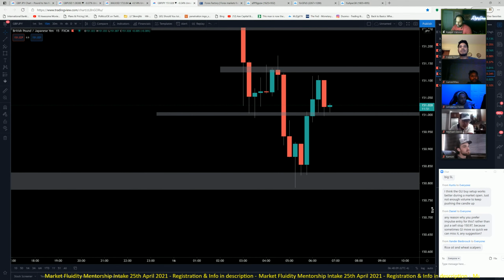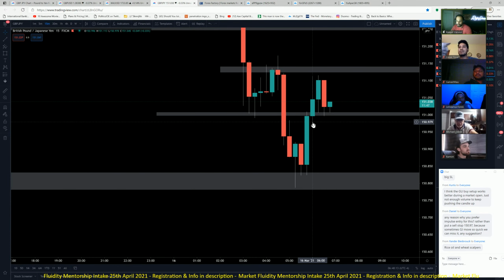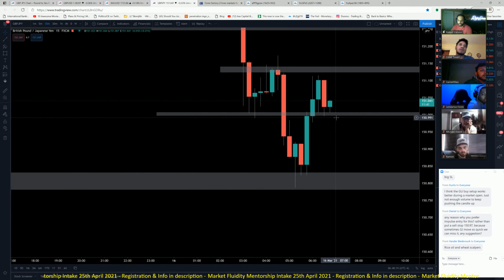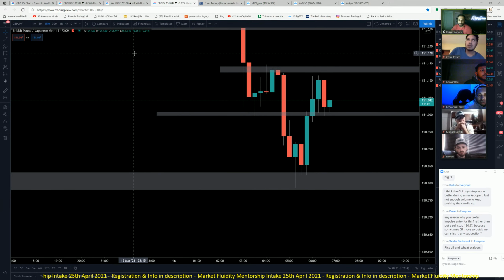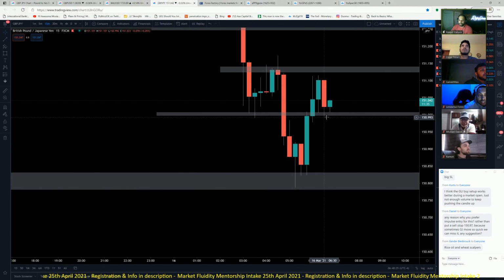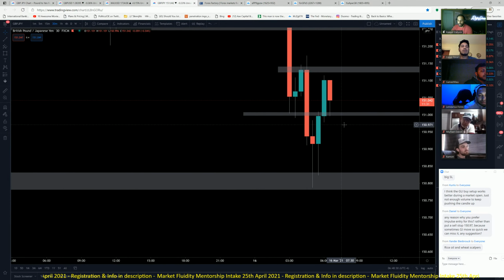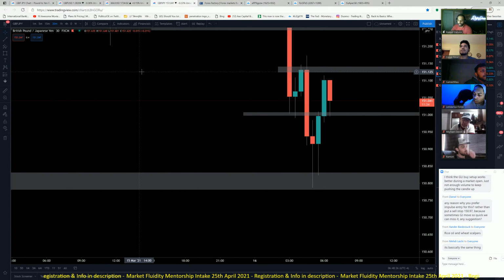Any reason why you prefer impulse entry for this rather than putting a sell stop at 159.70? Because sometimes the pair moves so quick we can miss it. Well, I'm not comfortable with sell stops. I'm more comfortable with market execution. So it's based on comfort level. That's why I'd want to see a break below 159.70, and then I'm going to take my trade, and then we can go down. But if that doesn't happen, then I'm not going to take any trade.